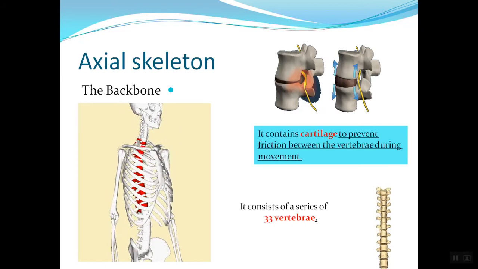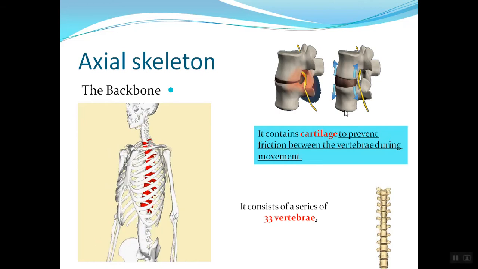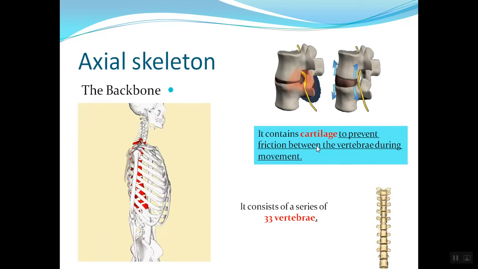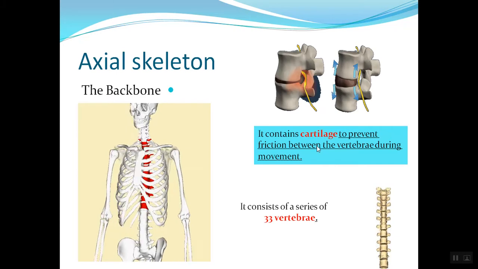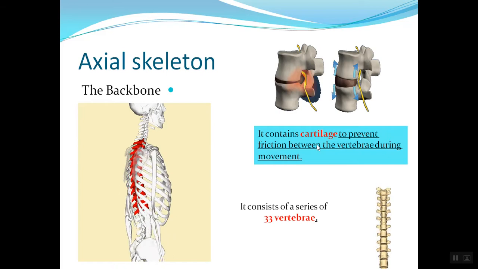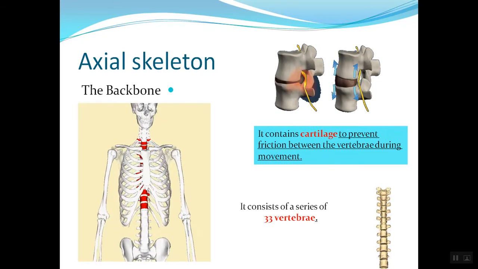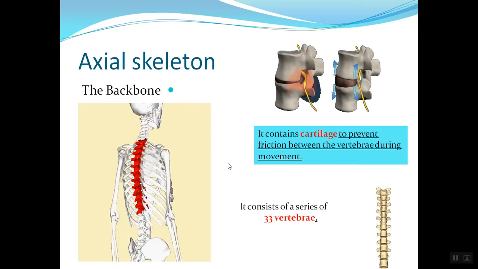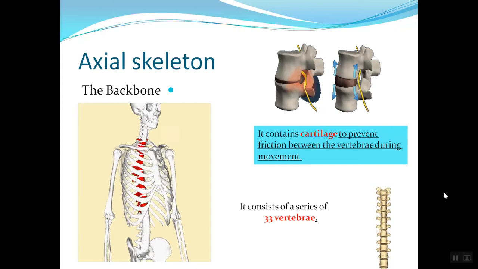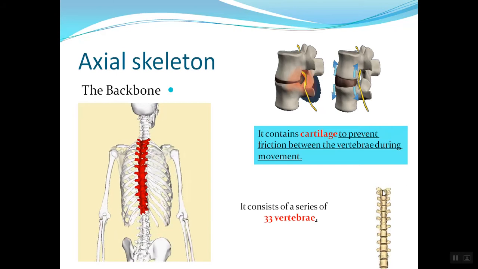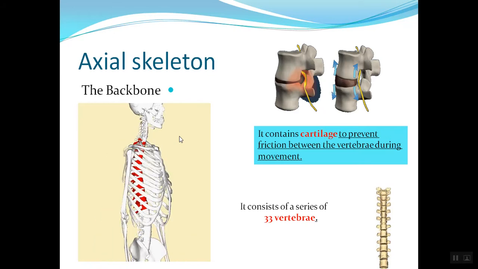So, scientific term: a structure that is between the vertebrae, its name is cartilage. Give reason: there is a cartilage between the vertebrae to prevent friction between them during movement. Another name for the backbone is vertebral column. Column is also a line.